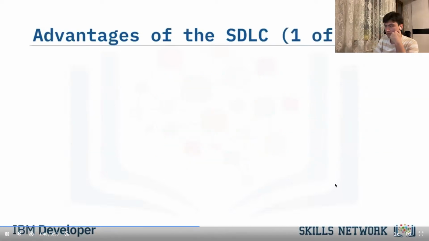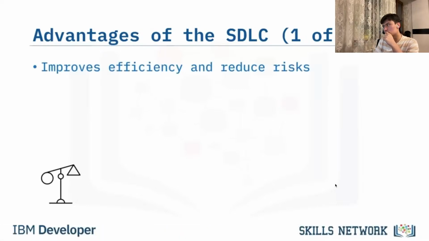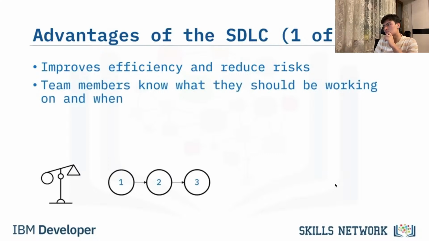There are some key advantages for businesses in following the SDLC. The first advantage is that it gives development teams a process to follow rather than using an ad hoc approach to improve efficiency and reduce risks. Secondly, there are discrete phases to the SDLC. Each phase is well defined so that team members know what they should be working on and when. The phases of the SDLC will be discussed in another video.